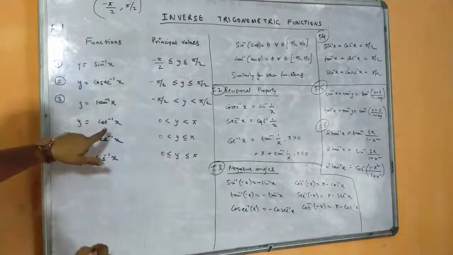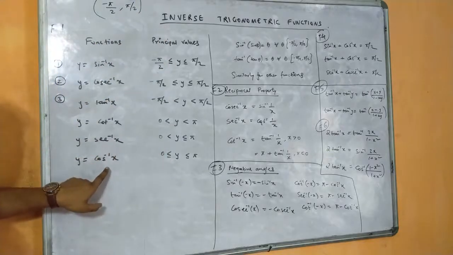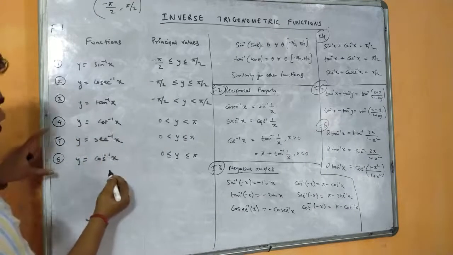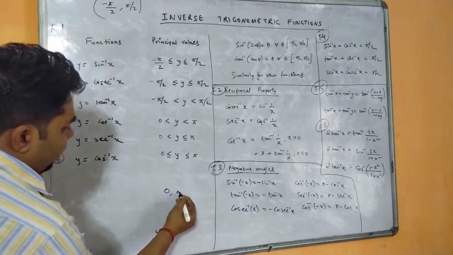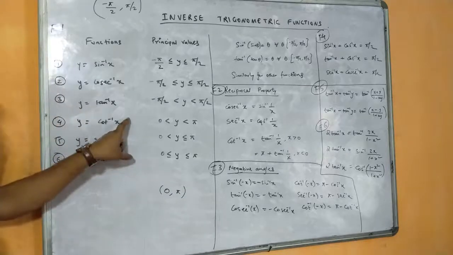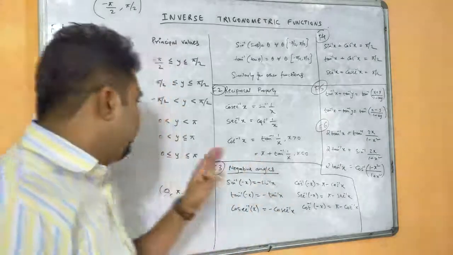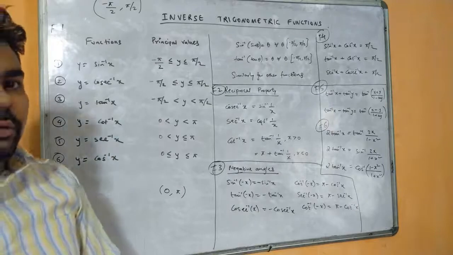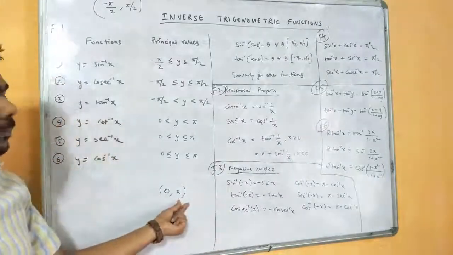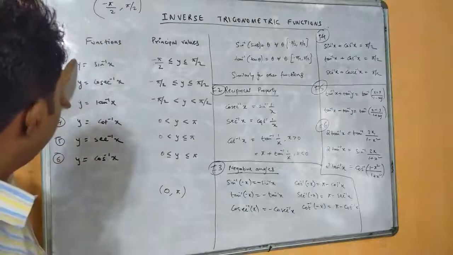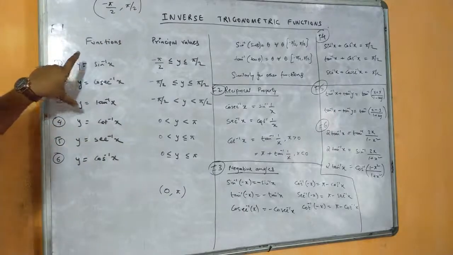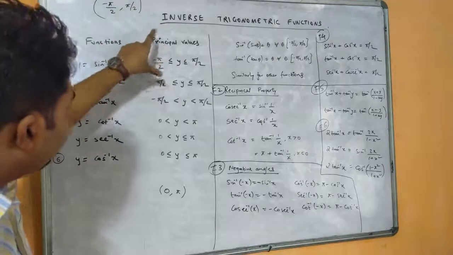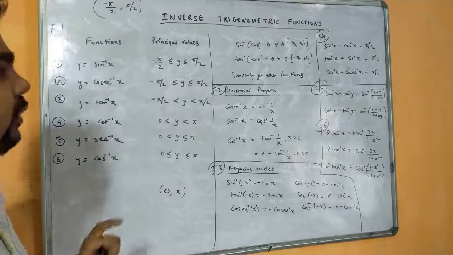Okay, similarly cot inverse x, sec inverse x and cos inverse x, these 3 values will lie between 0 to pi, that is 0 to 180. That means the answer we will be getting for these last 3 trigonometric functions should be positive. That means their answer should lie between 0 to 180, right? Whereas in the first 3, sine inverse x, cosec inverse x and tan inverse x, their answer should lie between minus 90 to plus 90. Okay, so these are the principal values of these 6 trigonometric functions.